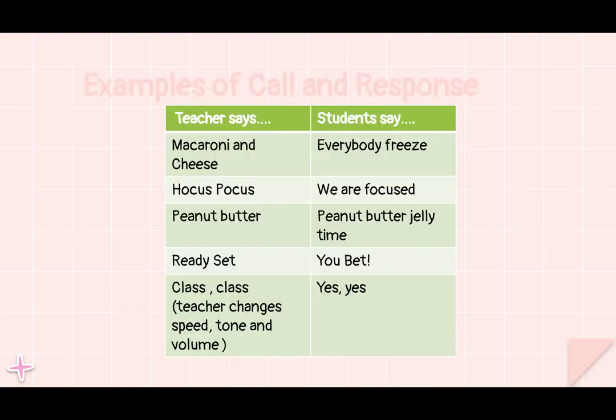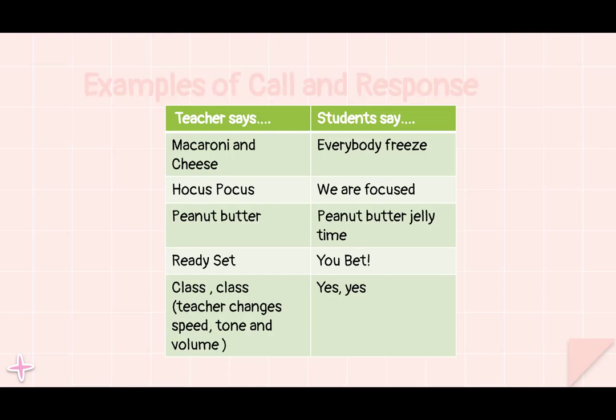Here are some examples of call and response, where the teacher says something and the students respond. For example, the teacher might say, "Ready, set," and the students say, "You bet." My favorite one to use in the class is "Class, class," and the students will say, "Yes, yes." And I like this one because I can change my speed, my tone, and my volume. So I might say, "Class, class," and the students say, "Yes, yes."